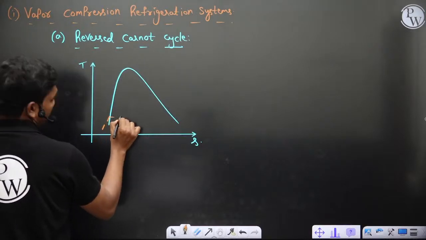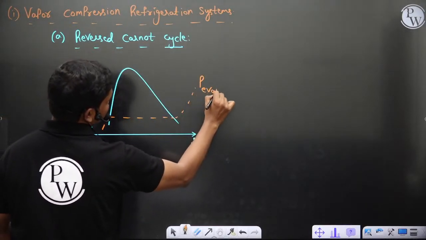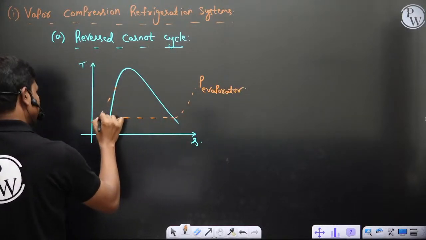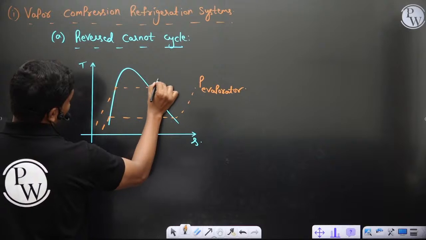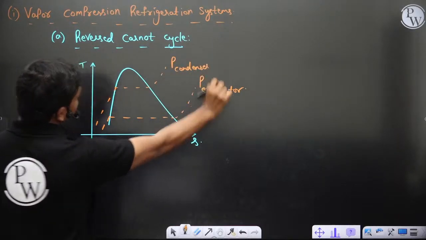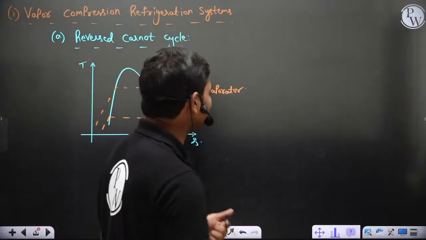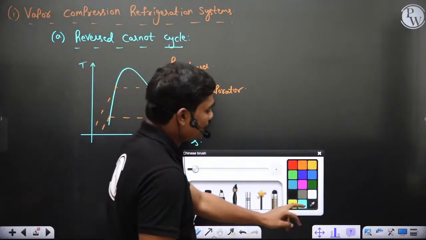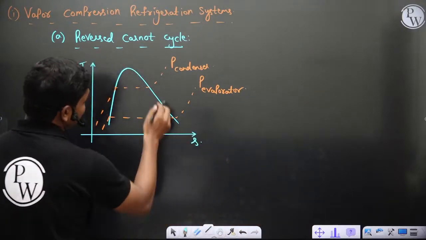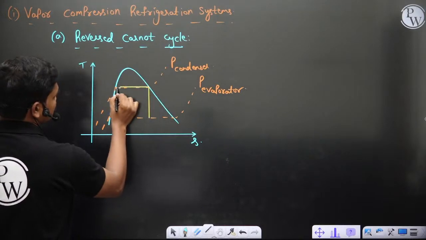One is the pressure of the evaporator and the other is the pressure of the condenser, P condenser. Clearly we know the Carnot cycle has the best efficiency, so definitely the reversed Carnot will have the highest COP. So let's try to construct a reversed Carnot cycle. Let's say first I'm drawing the things.